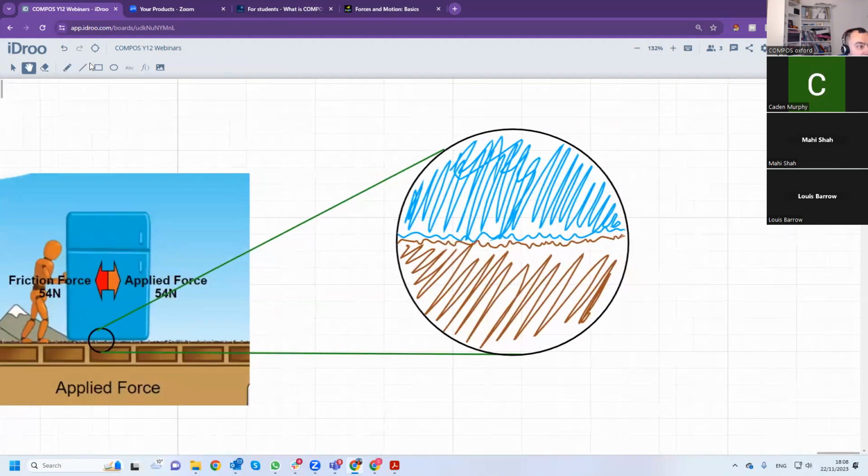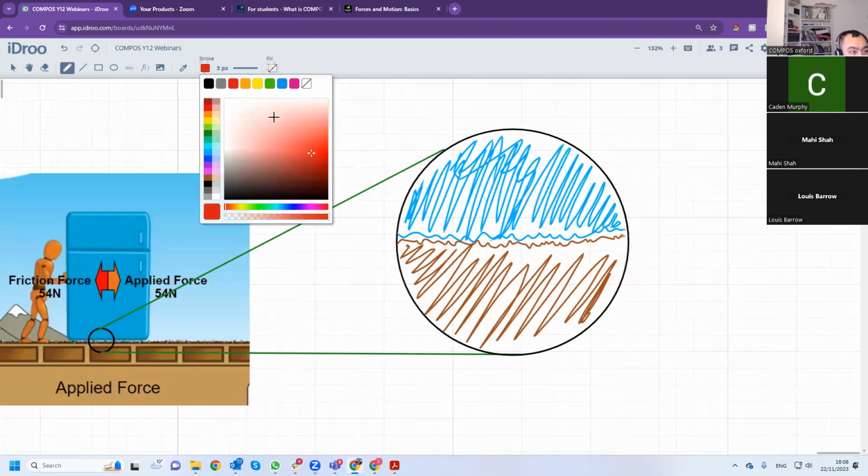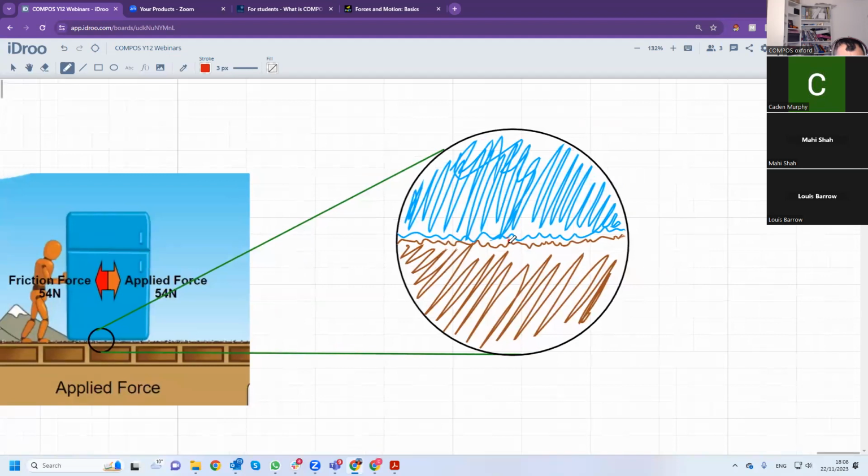If you zoom in, you will see that these edges touch each other. So there's a contact force here between the fridge and the ground. There's a contact force which pushes the fridge that way, and here, another force pushes the fridge that way. So technically, there's a normal reaction force from the ground, and there's friction. Sometimes we say that friction is a horizontal component of the normal reaction force, because friction is a reaction from the ground.